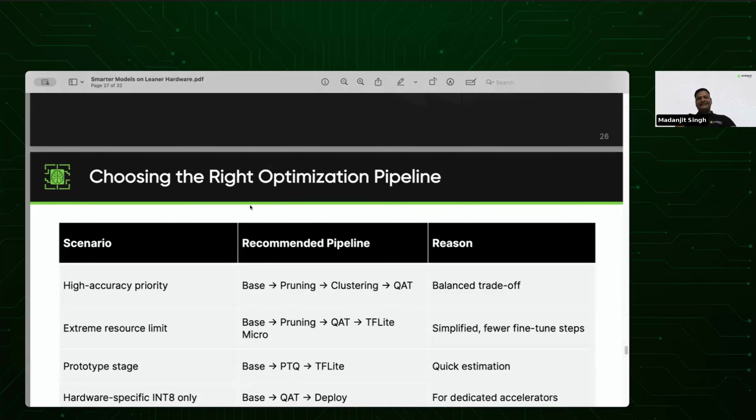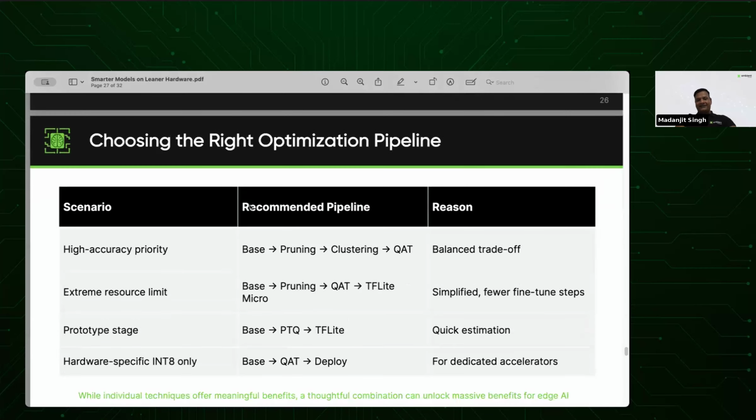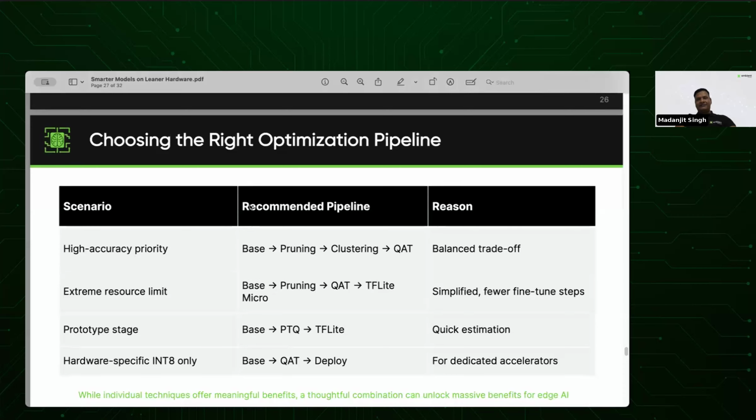So, choosing the right optimization pipeline. You could see here that there's no single best optimization pipeline, as it depends on the use case. Industrial systems may prioritize reliability and robustness, while wearables demand the smallest model footprint, right?